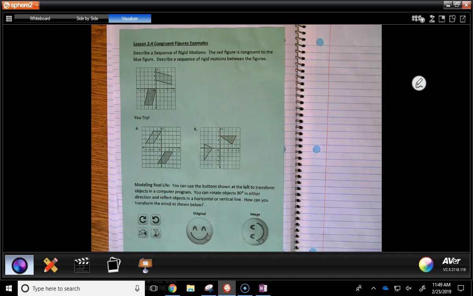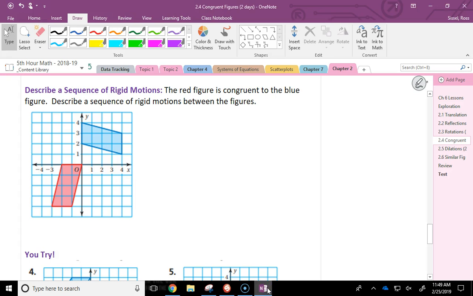I'm going to go to my notebook. It will look the same as yours, so you can see the colors. The red figure is congruent to the blue figure. We need to figure out how I transformed this. That's what today's lesson is all about. Can you describe with rigid motions, either through translations, rotations, reflections, or combinations?